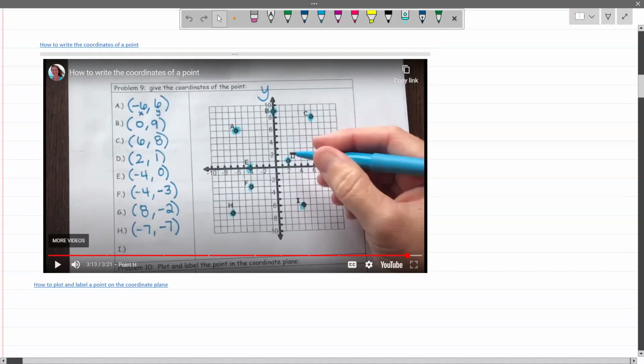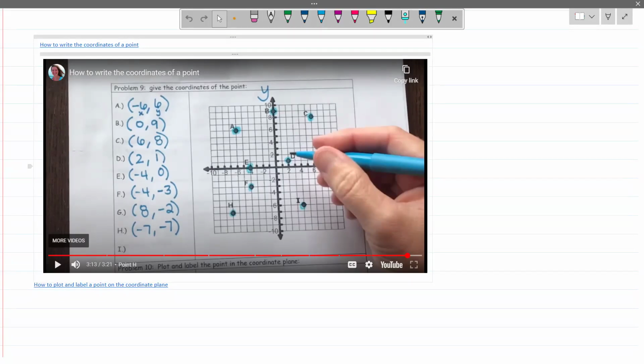Notice for point B, we have 0, 9. That's because we are on 0 for our X, and we are just moving up the Y axis. So we didn't move to the left or right. So the X coordinate is 0. Everybody understand that? Give me a thumbs up if you understand that.